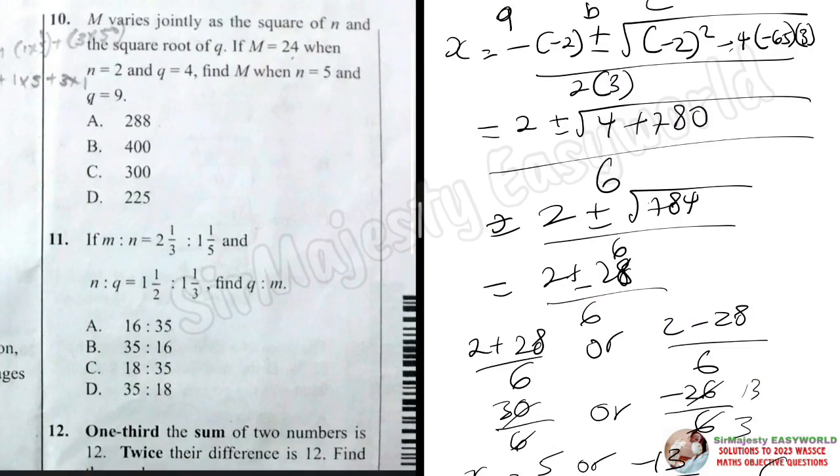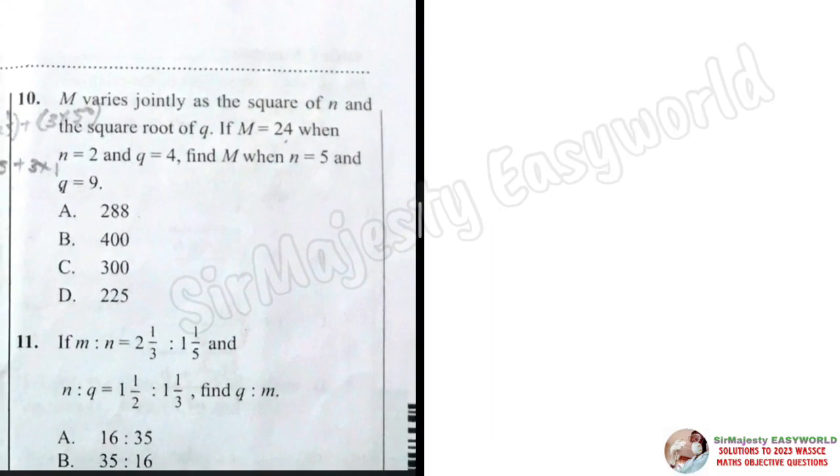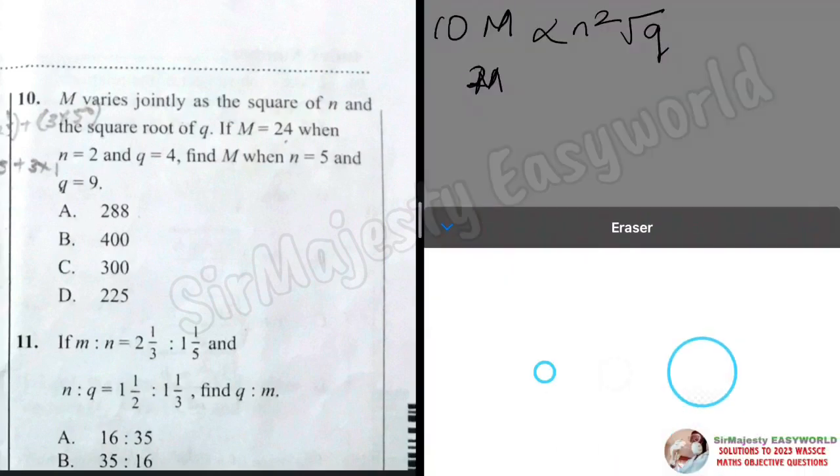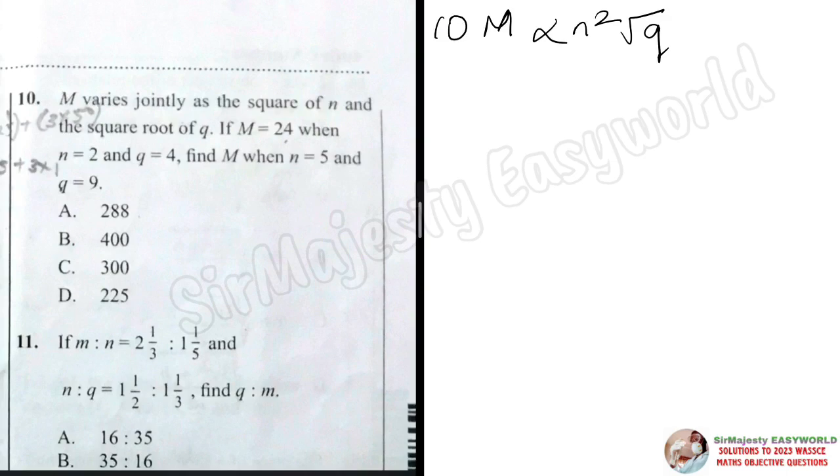Number 10. M varies jointly as the square of n and the square root of q. If m is equal to 24 when n is equal to 2 and q is equal to 4, find m when n is equal to 5 and q is equal to 9. So given all these values, we're meant to make an equation for it. So this will give us m is equal to, let's replace this sign with the constant of proportionality. So this will be equal to k n squared square root q.